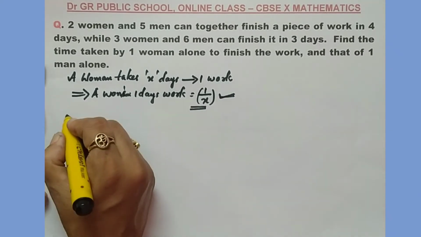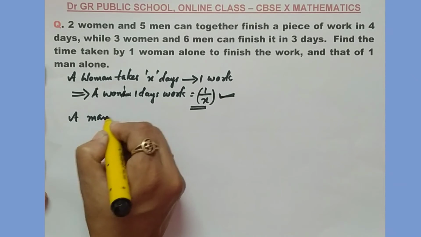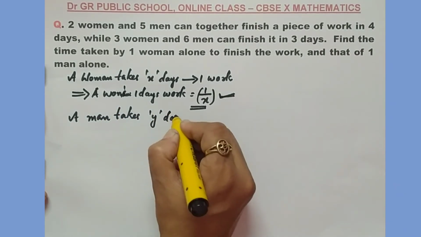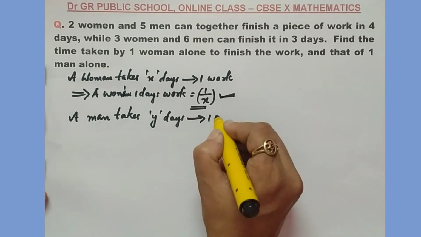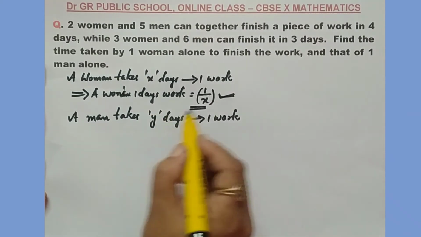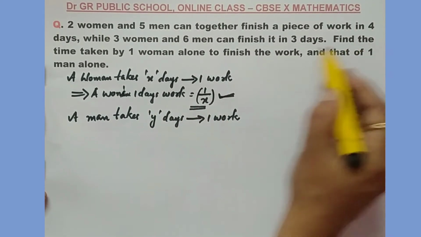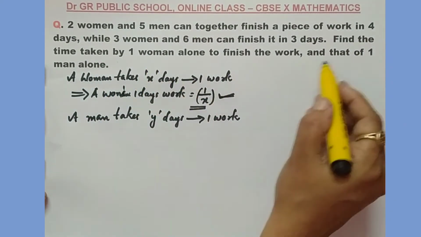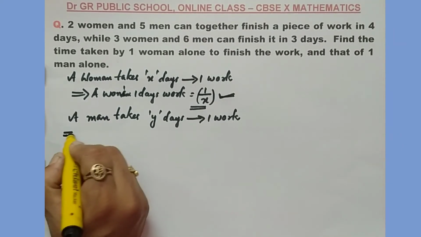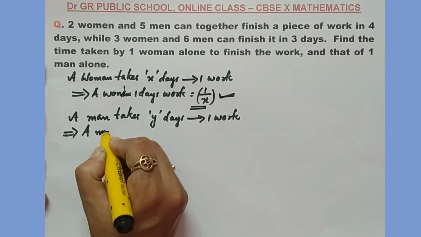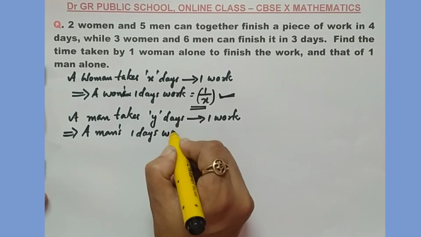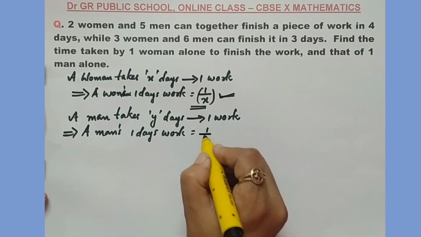And the same way, a man takes Y days to complete one work. Why do we take this as X and Y? Because those are the things we need to find: the time taken by one woman alone and one man alone. So a man takes Y days to complete one work, which implies a man's 1 day's work equals 1 by Y.